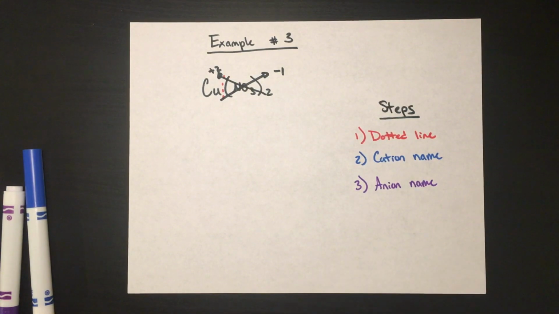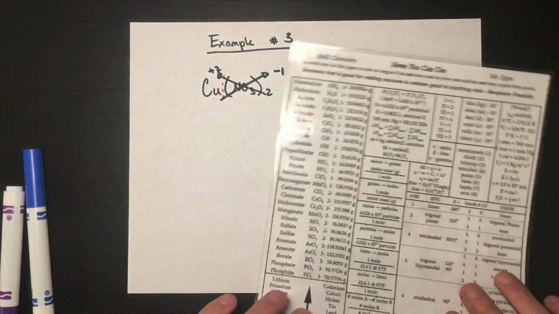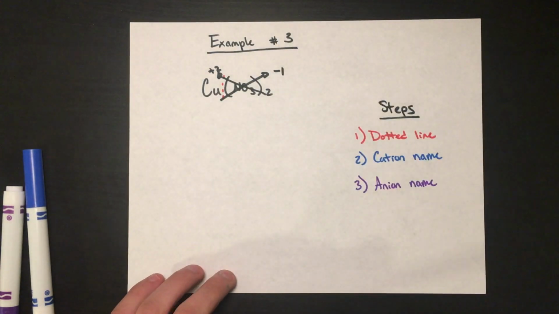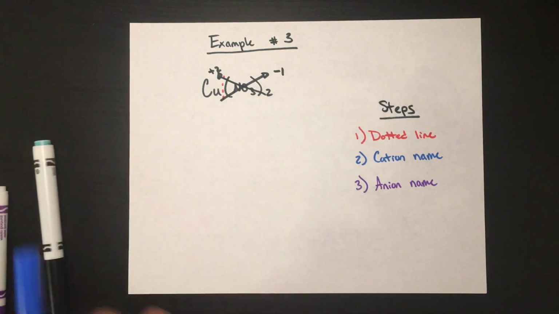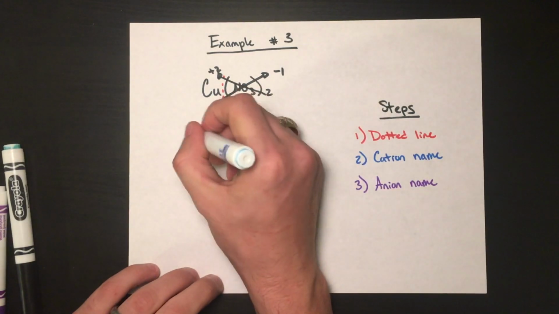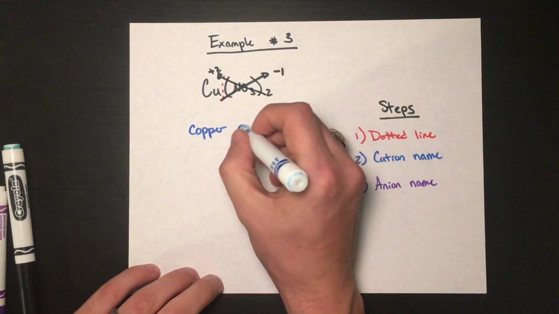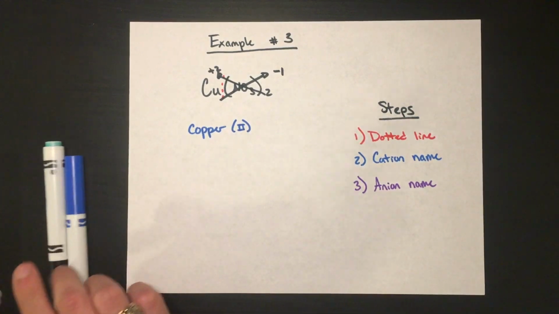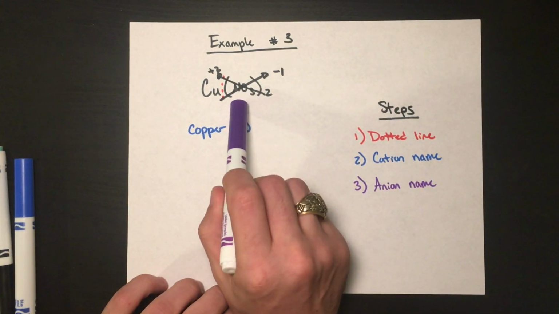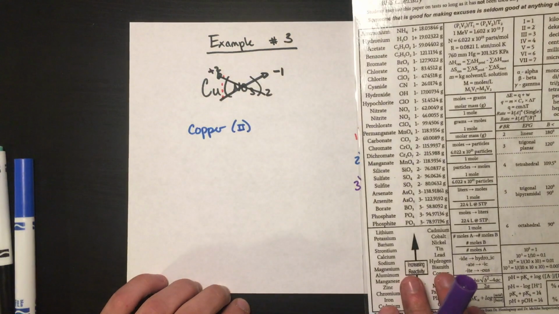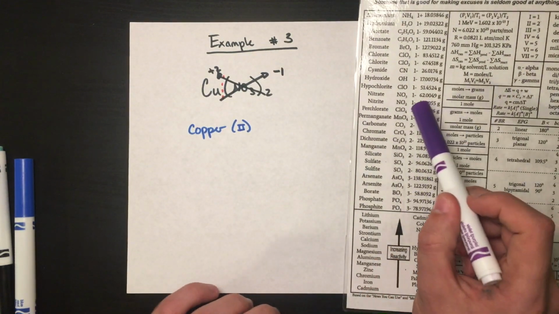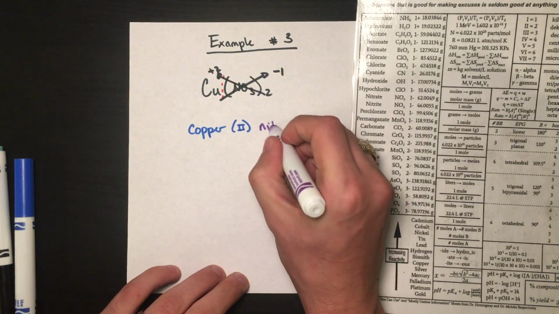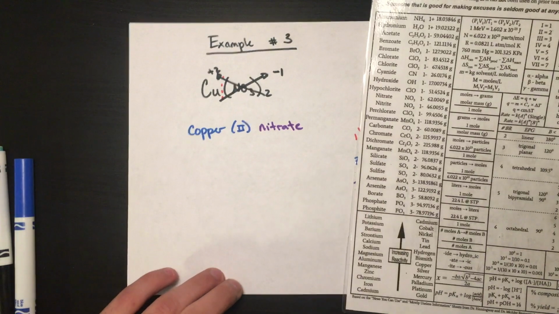Now, nitrate, we know from our news you can use, has a -1 charge. So that means that this is correct, and we can take that at face value. So that means that our cation is copper, and then Roman numeral 2. And remember, with our anion being a polyatomic, we look on the news you can use, and we see that nitrate NO3 is right there. So it's just copper 2 nitrate.